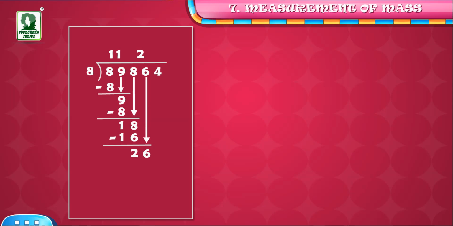Now divide 26 by 8. 26 is not divisible by 8. 8 multiplied by 3 is equal to 24. We will write 24 below 26 and subtract 24 from 26. We get 2 and write next number on the right of 2.